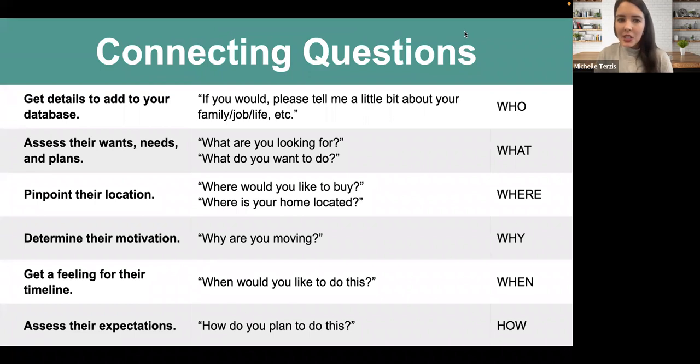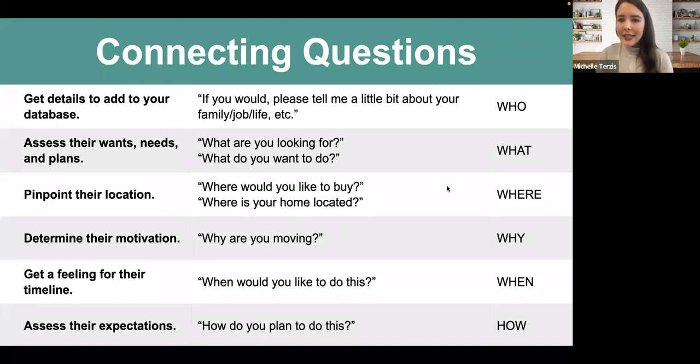So going back to this, you want to figure out what are they looking for? What do you want to do? Their plans. Where do you want to buy? Where is your home located? Determining the motivation. Why are you moving? When would you like to do this? And how do you plan on doing this?